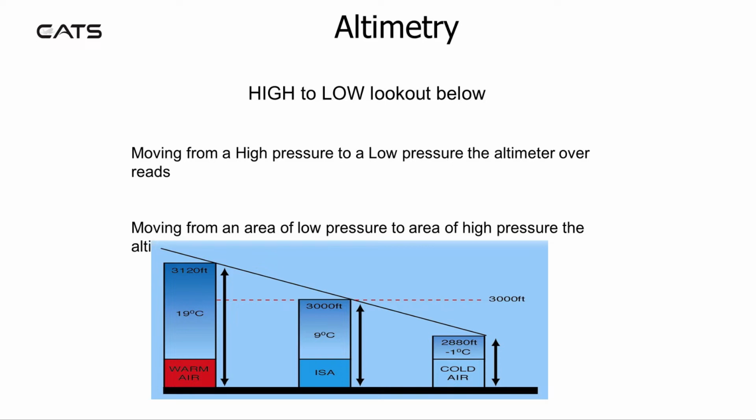Altimetry. High to low, look out below. Moving from a high pressure to a low pressure area, the altimeter overreads. Moving from an area of low pressure to an area of high pressure, the altimeter underreads.